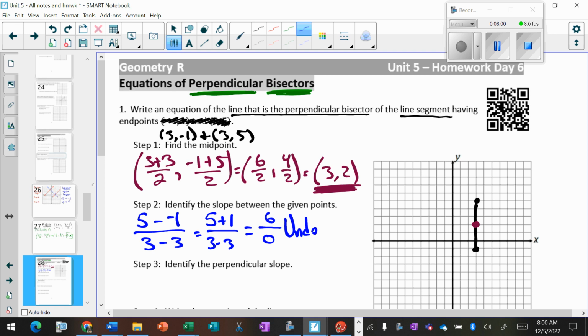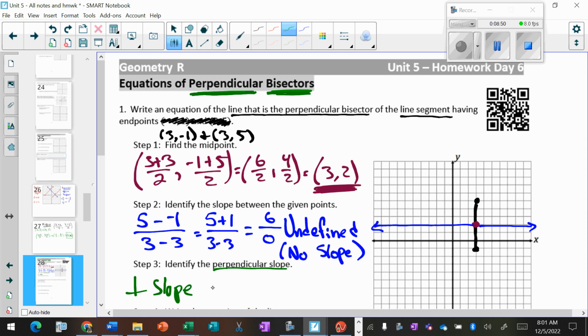And if you type that into the calculator, it will give you an answer that says undef, which is calculator shorthand for undefined, which you may also see or hear called no slope. So the slope of a vertical line is undefined, or sometimes stated as no slope. So what's our perpendicular slope to a slope that's undefined? Well, perpendicular to a vertical line would be a horizontal line passing through the midpoint, but what's the slope of that? A slope of a horizontal line is 0. So our perpendicular slope that we are looking for, perpendicular to undefined, would be a slope of 0.